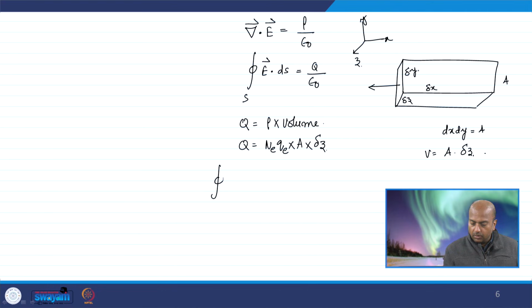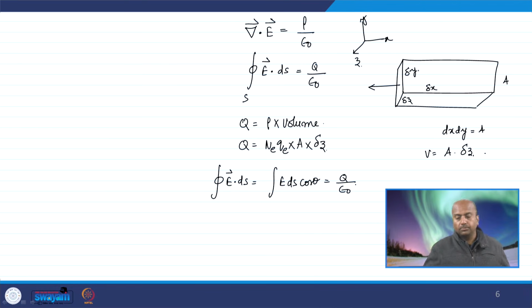Now using this in the equation, the integral over a closed surface E dot ds is E ds cos theta, which is equal to Q by epsilon naught.